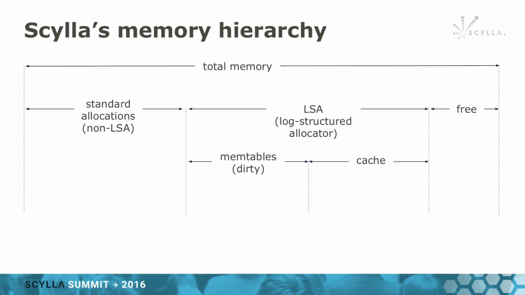In Scylla, this choice does not even exist. If you allocate here, you free here. But other than that, the interface is just the same. It's malloc, free, new, delete, pretty standard C++ stuff.